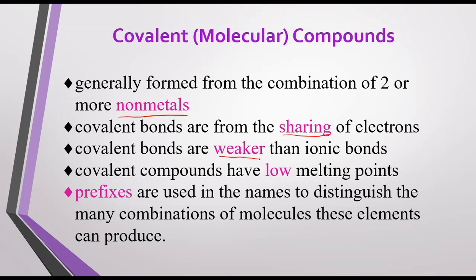Covalent bonds are weaker than ionic bonds in terms of strength. They have lower melting points. That's one of the properties. Like I said, we'll talk about it next week in detail. And then they use a prefix system when they're naming and in their formulas.